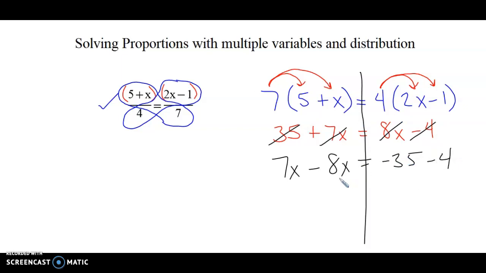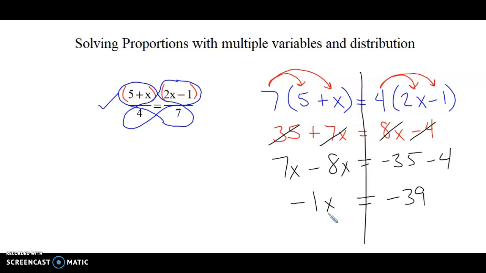There's nothing left, so now I can combine like terms. Over here, these two are like terms, so 7x's minus 8x's, or just 7 minus 8, gives me a negative 1. And then the x hangs around for the ride. Now right over here, negative 35 minus 4. That's going to give me negative 39.